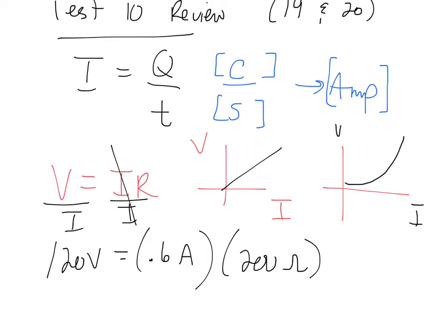What else? We got temperature, cross-sectional area. Length of the wire. What's the relationship there? The shorter the wire, the less resistance. The longer the wire, the more resistance. Again, more room for collisions when there's a longer wire. It's going to collide a lot more, and as a result, slowing it down.